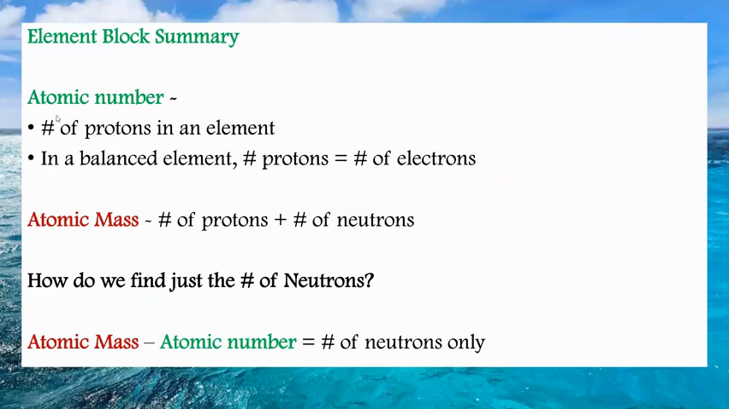Atomic number tells us the number of protons, which is the same as the electrons. Atomic mass tells us the number of protons plus neutrons. How do we find just the number of neutrons? You subtract the atomic number from the atomic mass and it tells you how many neutrons there are only.